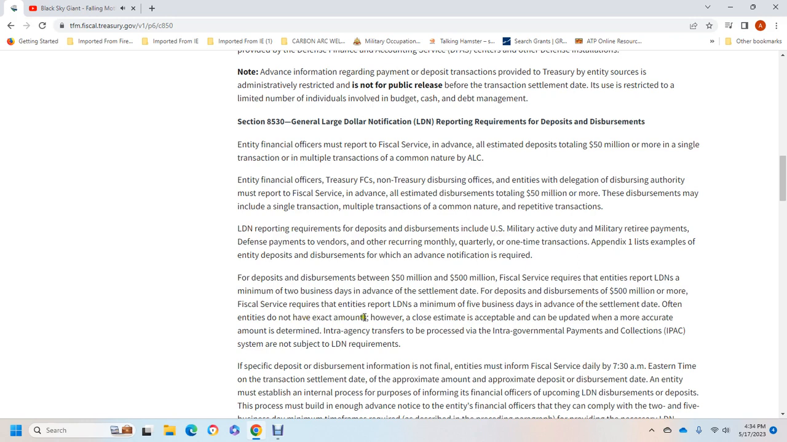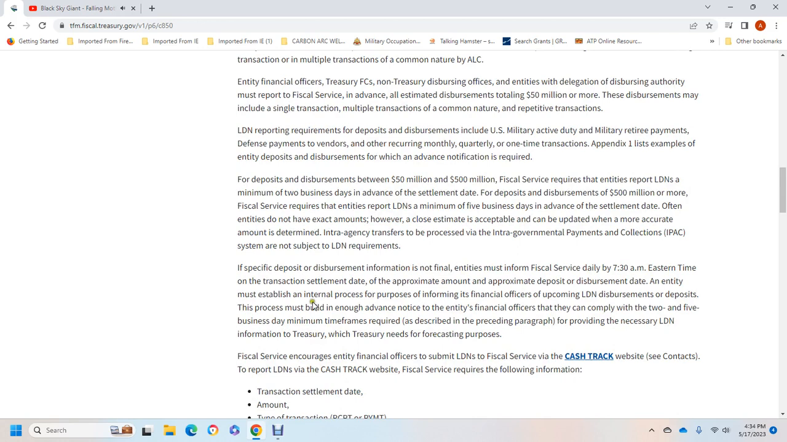Often the entities do not have the exact amount. However, a close estimate is acceptable and can be updated with a more accurate amount as determined. Transactions processed via the Intergovernmental Payment and Collection system are not subject to the large dollar notification requirements.